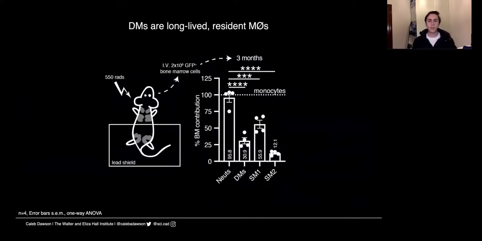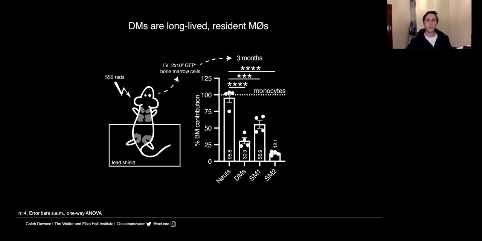So are these cells long-lived resident macrophages? And to answer this question, we use bone marrow chimeras. And this is where we irradiate a mouse to deplete its bone marrow and then inject GFP-positive bone marrow. And we shield the mammary glands to prevent them from being damaged. And then we can look at contribution of the GFP-positive bone marrow cells to different populations.